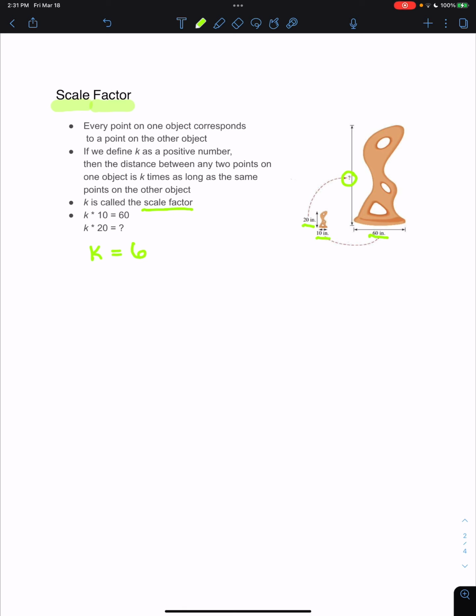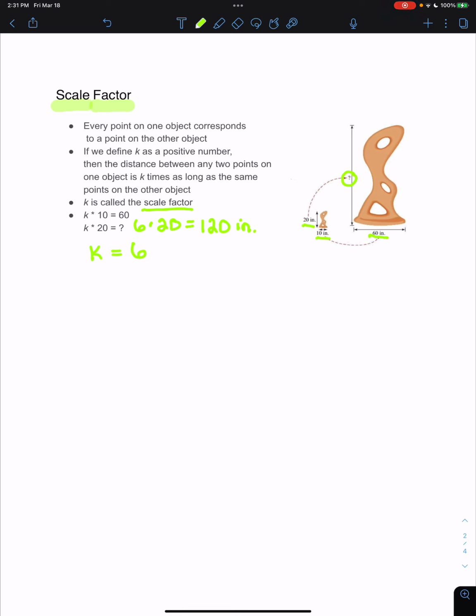And so to find the height of the actual statue, we want to multiply the height of the model by the same scale factor. So instead of k times 20, we would have 6 times 20, and our height would be 120 inches tall. So this is how a scale factor works.